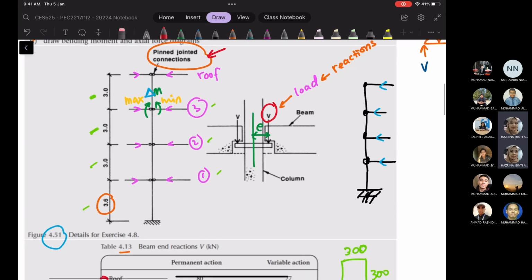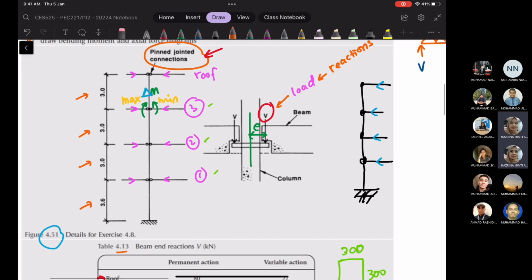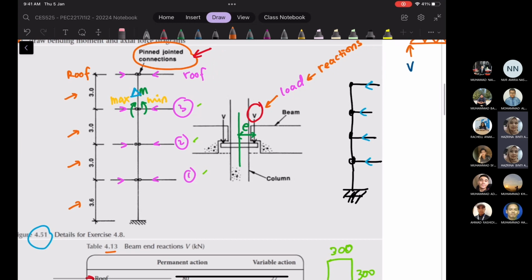Okay, and also given here in figure 4.51 are the heights of the floors. So we have 3.6 meters from the foundation to the ground floor. Then from the ground floor to the first floor is 3 meters. The other floors are all 3 meters respectively, up to the roof floor. So the one at the top is the roof floor. Okay, so this is the most top. Oh, it's already written there, roof.